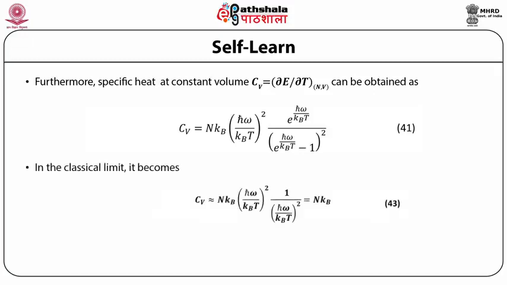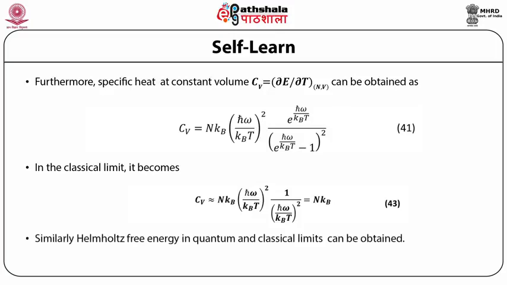In the classical limit, it becomes Cv is equal to N kB (ħω by kBT) whole square multiplied by 1 upon (ħω by kBT) whole square, which is equal to N kB. Once again, the classical result. Similarly, Helmholtz free energy in quantum and classical limits can be obtained.